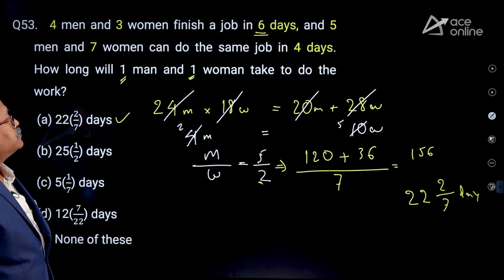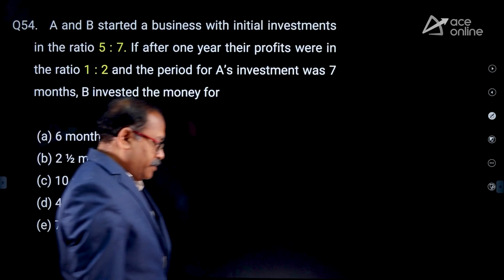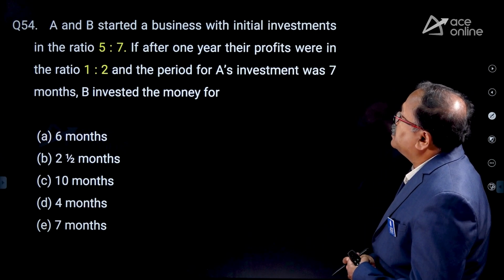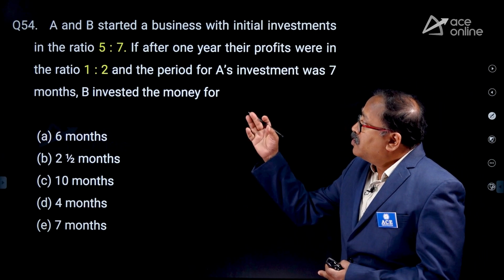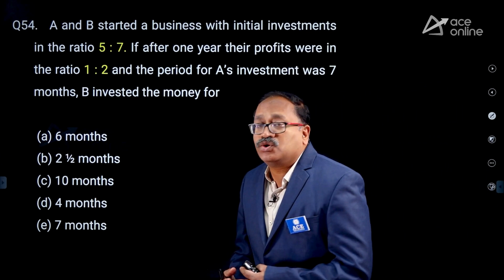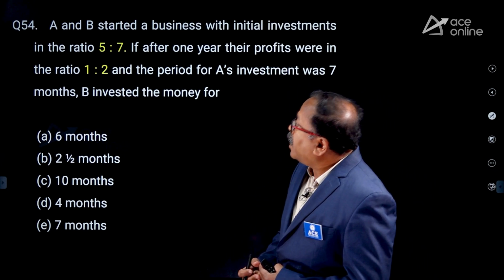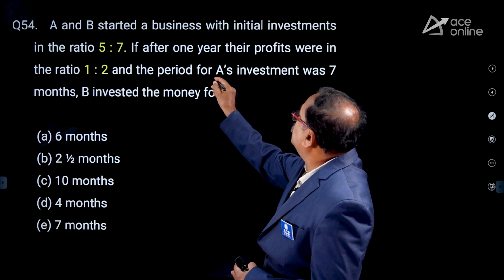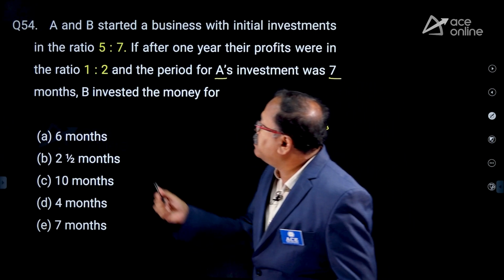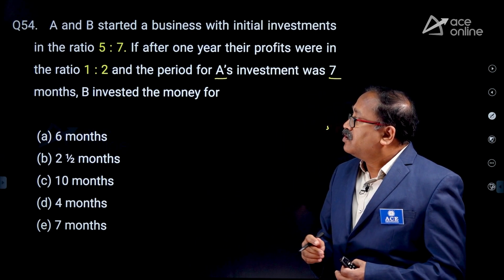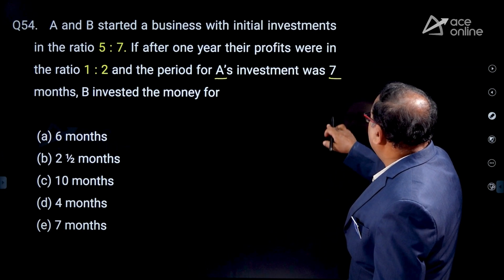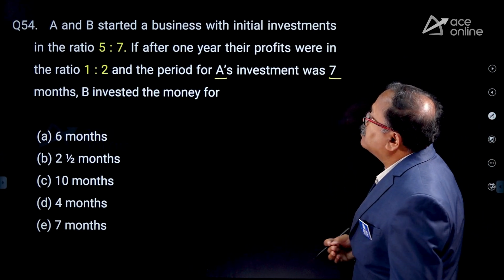Next question. Here, what is this? A and B started the business with an initial investment ratio of 5:7. If after 1 year their profits were in the ratio of 1:2 and the period of A's investment is 7 months, for how many months did B invest the money? So you need to take care of that. You need to calculate here.